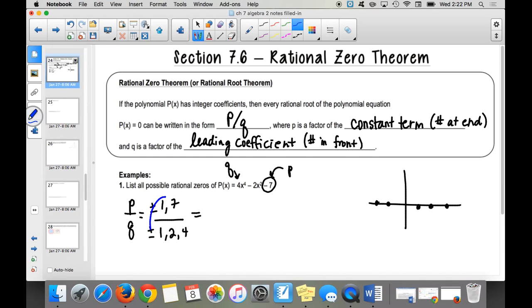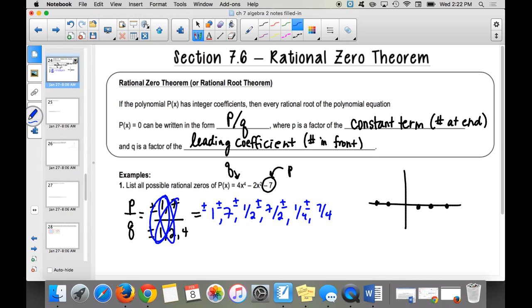I could have 1 over 1, which is 1. I could have 7 over 1, which is 7, right? I could have 1 over 2, right here. I could have 7 over 2. Or I could have 1 over 4 and 7 over 4. And all of these are plus or minus. So how many possibilities do I have? You have 12 possibilities because they're positive or negative.